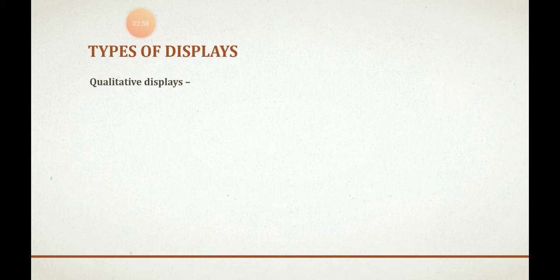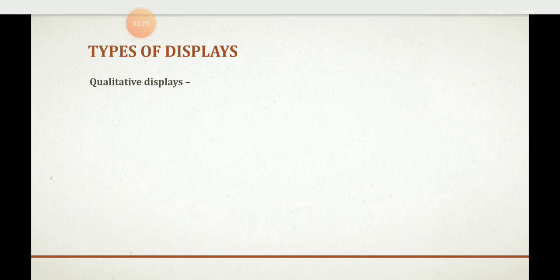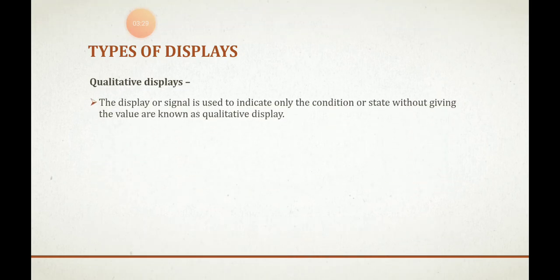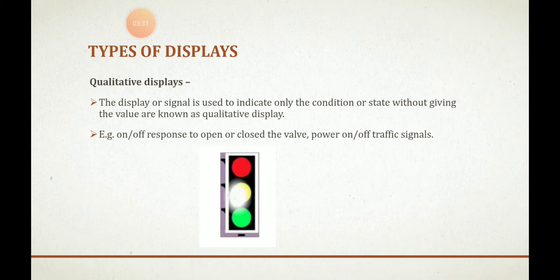For example, switching a fan on and off. You are not getting any value from there, correct? Or for example, traffic signals: red, yellow, green. They change accordingly after some seconds. They are not giving any values, correct? So this is the first type of display where we are not getting any values. That's what I told: on and off response, power on or off of signals.